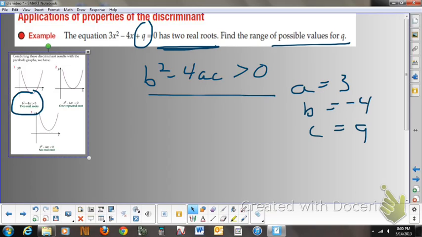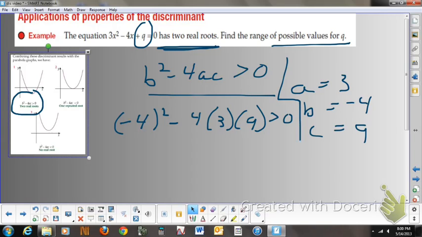So we plug in what we would normally do. We go about doing our business. -4 squared minus 4 times A times C is greater than 0. So this is what we got. We have 16 minus 12Q is going to be greater than 0. So now it just becomes a solve situation.